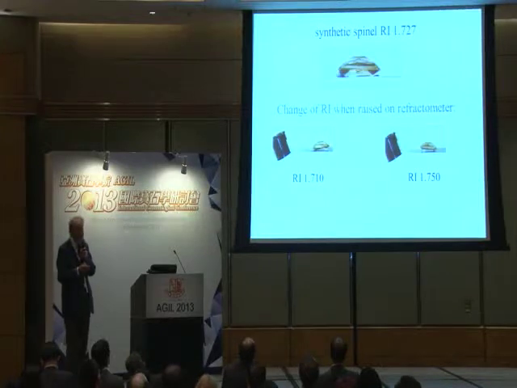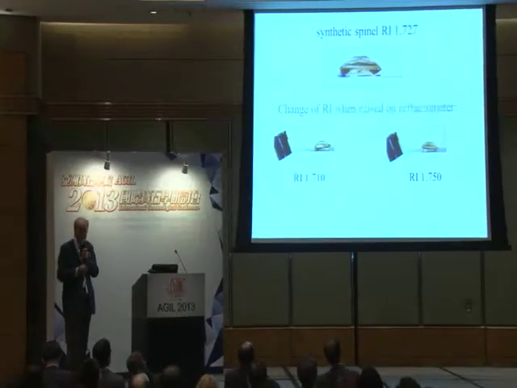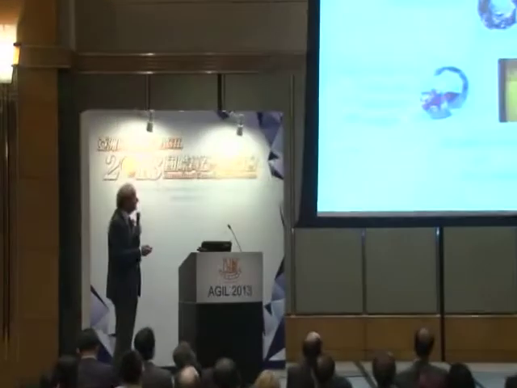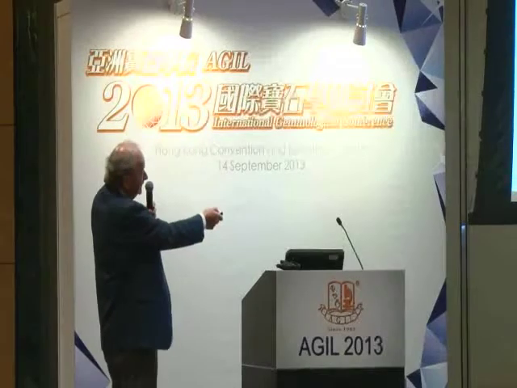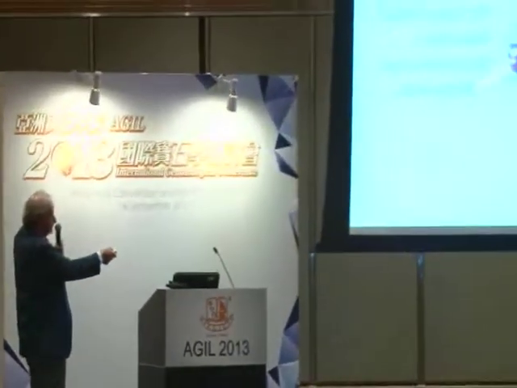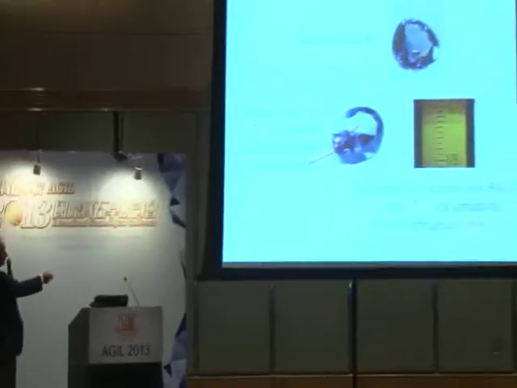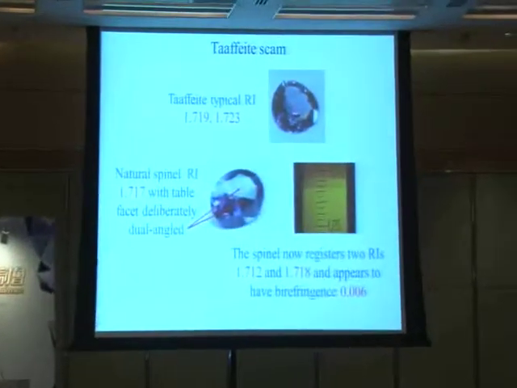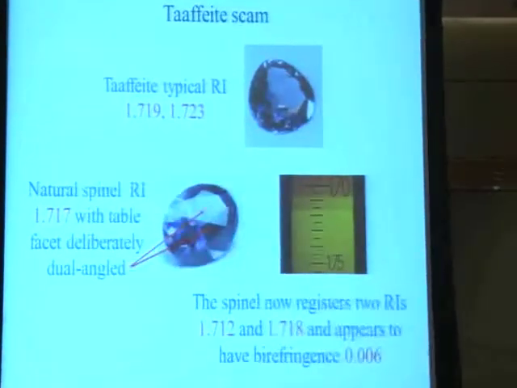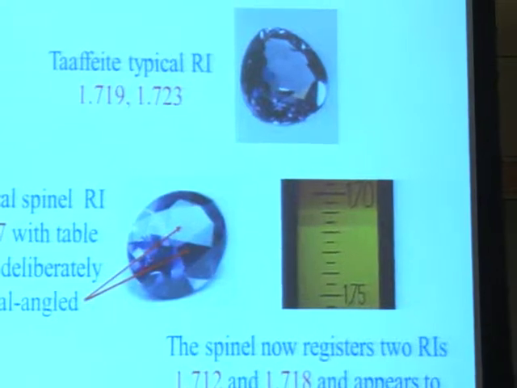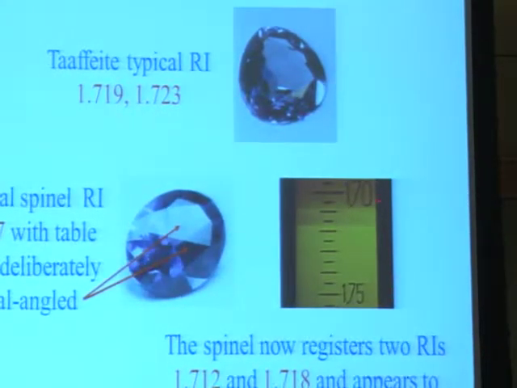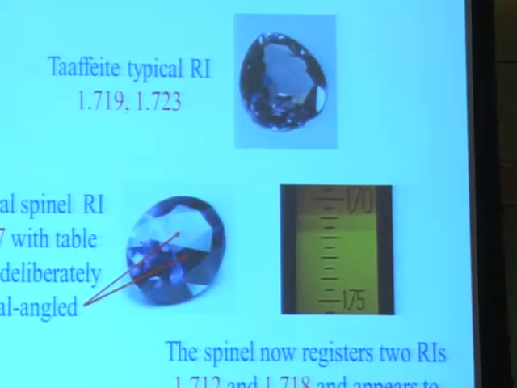Now, if you bear that in mind, there is a scam now which is well worth knowing about, and that is by taking a natural spinel and giving it 2 table facets. You can see here there's a spine across the table. So we've a difference here of about 1 degree. When you put that on the refractometer, instead of being singly refractive because it's spinel, it produces 2 readings, and they are exactly where the taaffeite readings are.